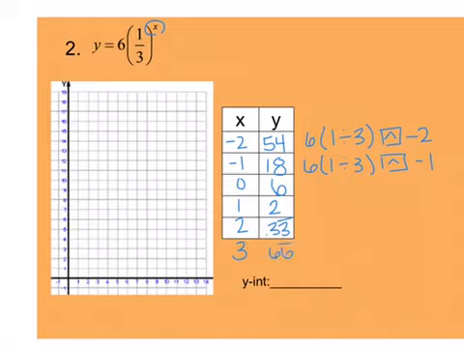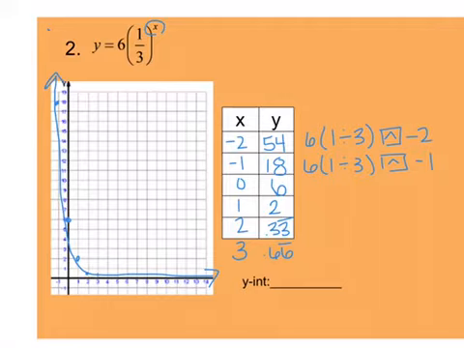So I'm going to go ahead and graph this. At -2, I'm going to be all the way up at 54 somewhere. At -1, I'm going to be at 18. At 0, I'm going to be at 6. At 1, I'll be up at 2. At 2, I'm going to be at 0.33, so that's down here somewhere. And then at 3, I'm at 0.66. So now this makes the same shape, only it goes the other direction, which is okay. That's because this is a decreasing function.